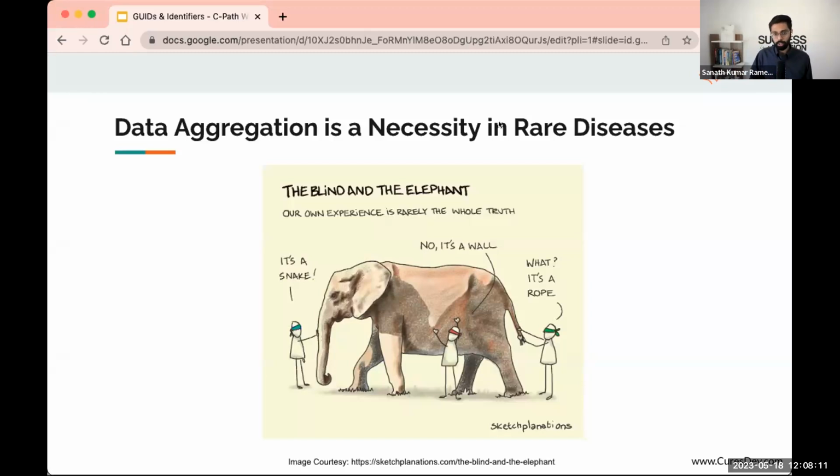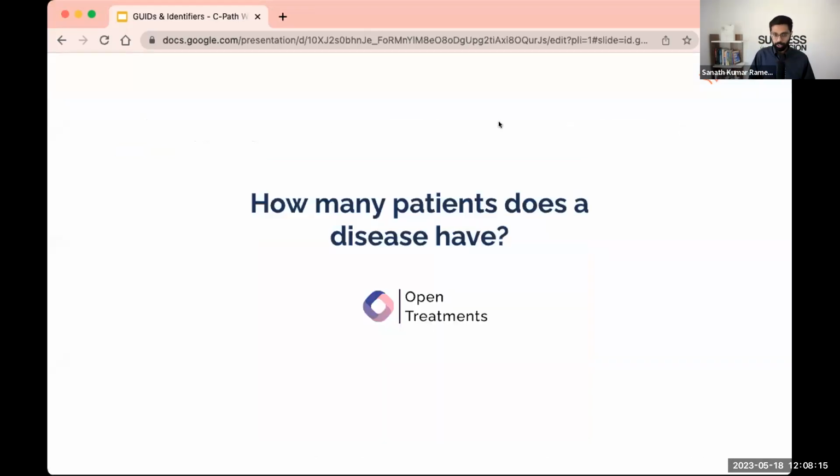I got introduced into this problem when I asked this one simple question: how many patients does a disease have? I started asking this question around because I was very, very eager to find more patients for my son's condition. After his diagnosis, in about 2 months, we discovered 2 other patients. And we thought, okay, this is just the beginning.